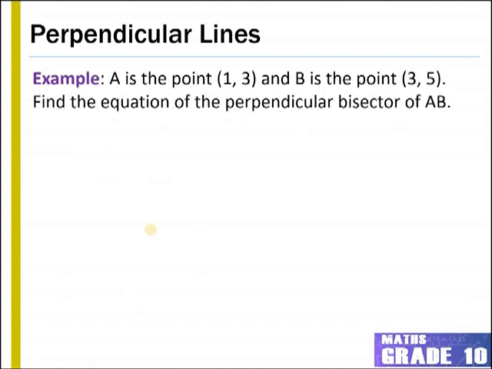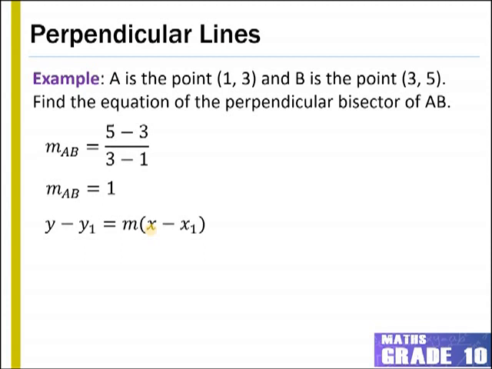Example: A is the point (1, 3) and B is the point (3, 5). Find the equation of the perpendicular bisector of AB. The gradient of the line joining A and B is 5 minus 3 over 3 minus 1, which is 1. So if we use the form y minus y1 equals m times x minus x1, then we know that m is going to be negative 1. We also need to find the midpoint of AB, because the perpendicular bisector is going to pass through the midpoint of the line joining A and B.